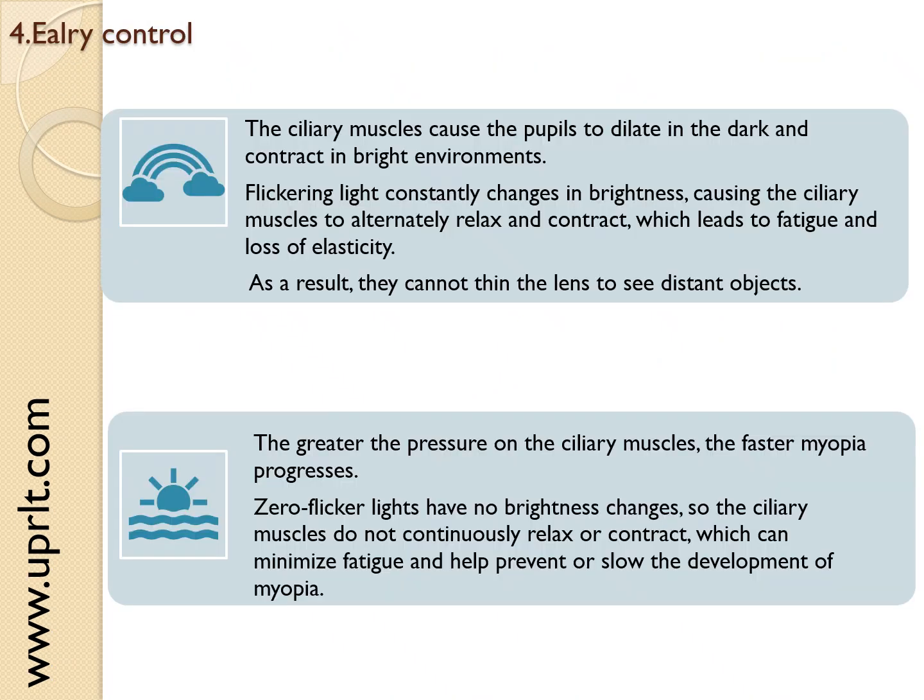Zero flicker lamp impact on vision. The ciliary muscles cause the pupils to dilate in the dark and contract in bright environments. Flickering light constantly changes in brightness, causing the ciliary muscles to alternately relax and contract, which leads to fatigue and loss of elasticity. As a result, they cannot swing the lens to see distant objects. The greater the pressure on the ciliary muscles, the faster myopia progresses. Zero flicker lights have no brightness changes, so the ciliary muscles do not continuously relax or contract, which can minimize fatigue and help prevent or slow the development of myopia.